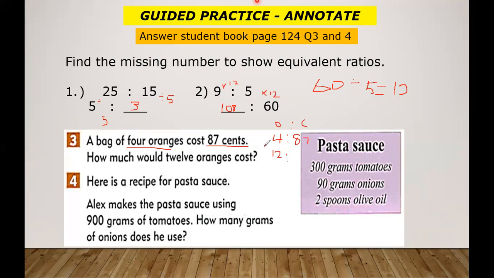What did we multiply 4 by to give us 12? Yes, it's 3, or you can say 12 divided by 4 is 3. So 3 times 4 is 12. So now you're going to do the same thing here. We say 87 times 3.